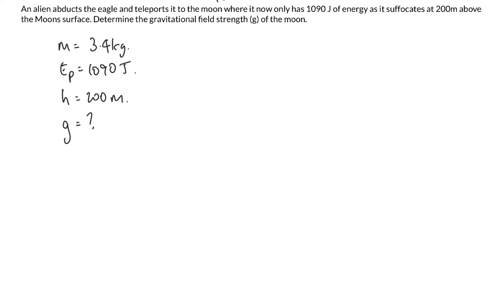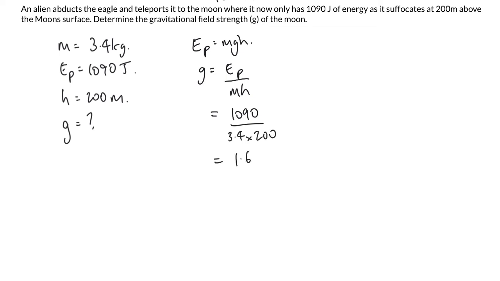Right, so we're going to rearrange this equation. EP is equal to mgh, so g is equal to EP over mh. So 1090 over 3.4 times 200, which happens to be 1.6. And this is the acceleration due to gravity at the moon, so it's meters per second squared. Right, but they also have other units as well. Right, so let's move on.